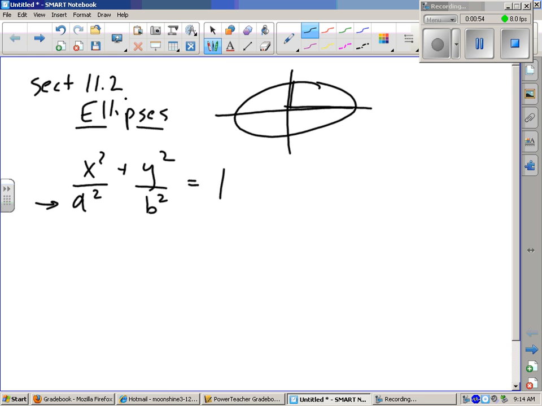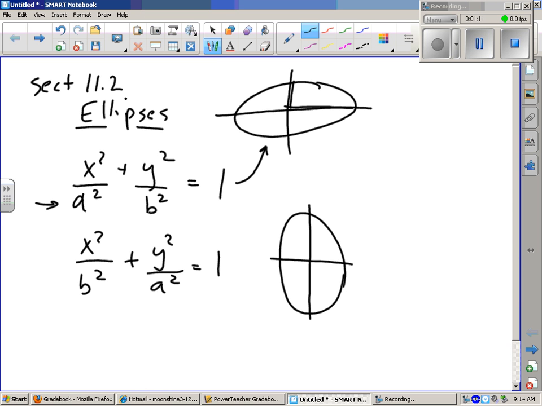If x is listed first with the a underneath it, you're going to have a sideways graph. If x is first with b underneath it, then you're going to have a tall graph. And a is always bigger than b. So whichever's the bigger one makes that the longer side, so it'll make it either tall or wide.